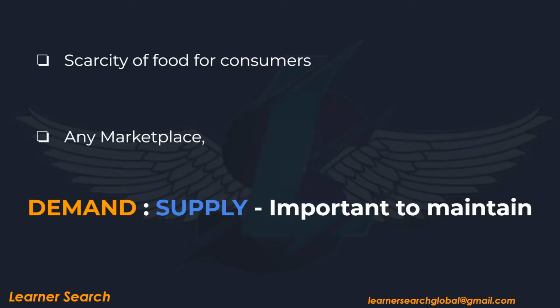Supply is important to maintain. Here, scarcity of food for consumers will happen. Consumers who are looking for the product will face scarcity since there is less supply. Finally, I'll give you an example for this. In previous days, there was no need to pay for water. Nowadays, we are paying for water because it is becoming less, and that is why the demand has increased. In cities, that's a good example.